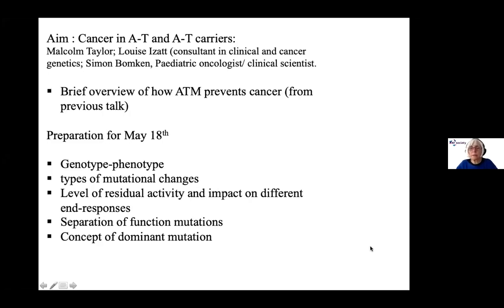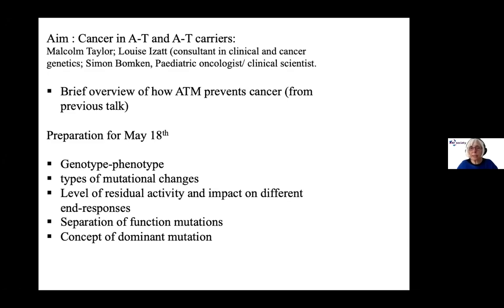On May the 18th, we're going to have a talk about cancer and AT involving Malcolm Taylor, who you probably know does a lot of the diagnosis, Louise Isat, who's a consultant in clinical and cancer genetics, and Simon Bompkin, who's a pediatric oncologist. And the aim is that they're going to address some of the questions and more that you asked when we had the previous talk about cancer and AT carriers.